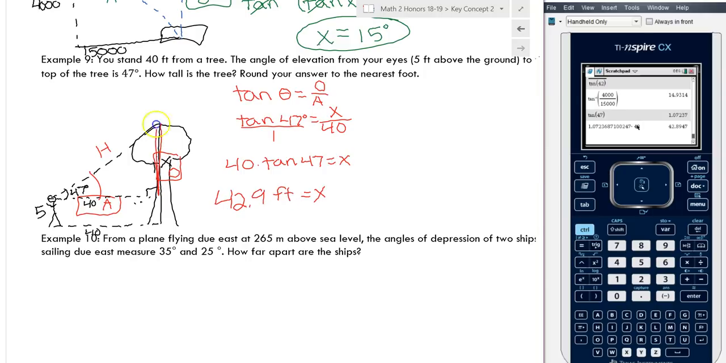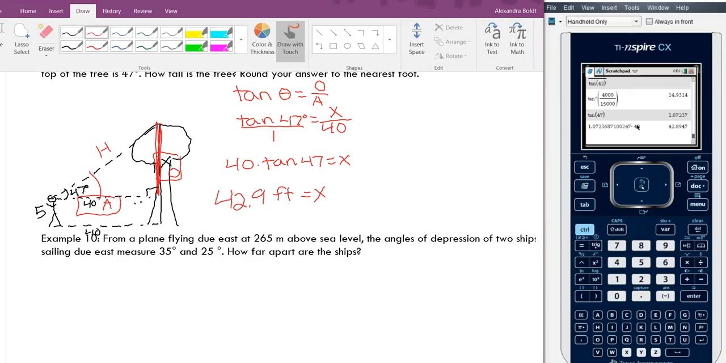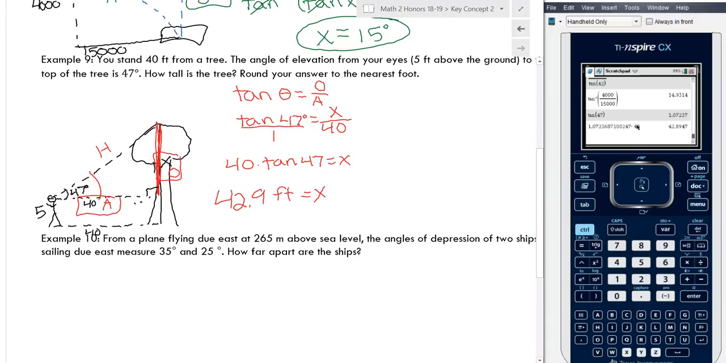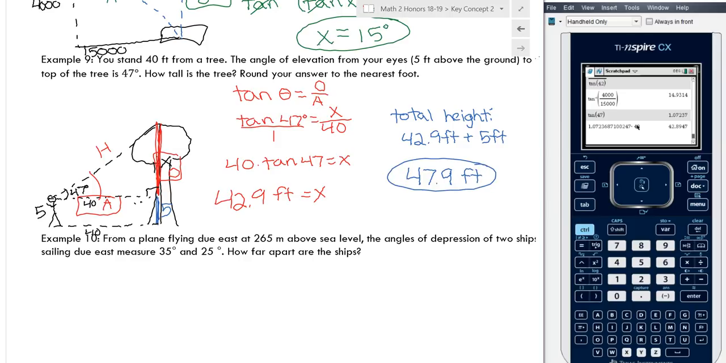So that's this section right here. Okay. But that's not the total height of the tree. We don't want to forget that we only look from our eyes, and we have this part right here, which is 5. So the total height is 42.9 feet plus the 5 feet that we don't look down, right? Which equals 47.9 feet.